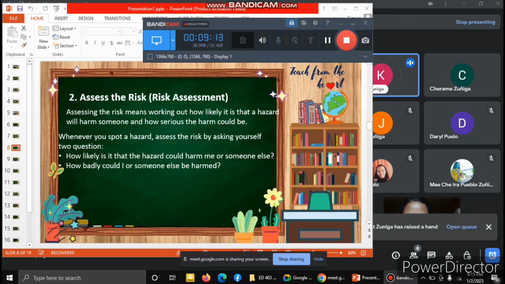Assess the risk, or risk assessment. Assessing the risk means asking yourself, quiz number two: how badly could I or someone get hurt?